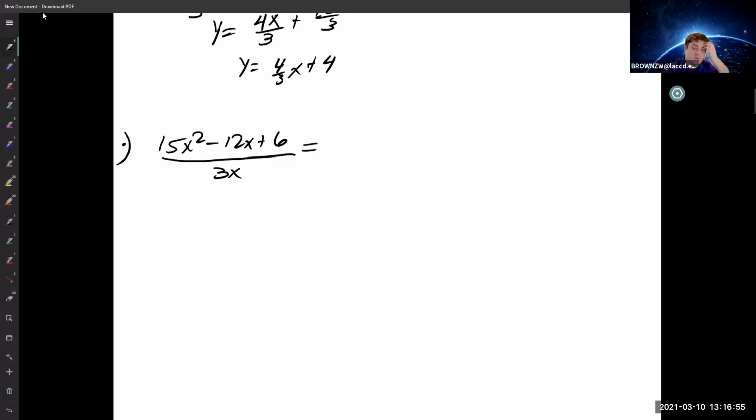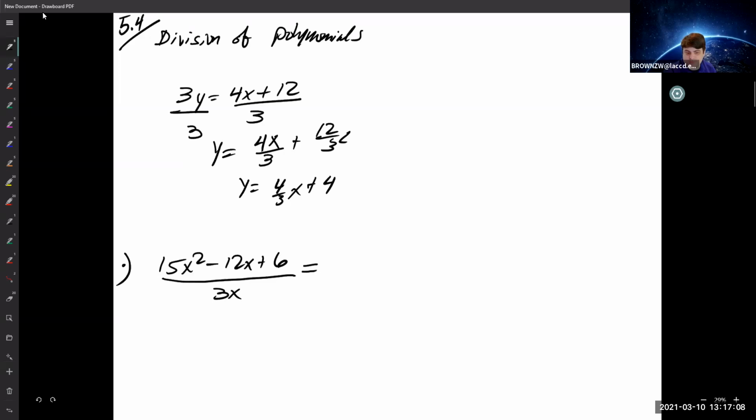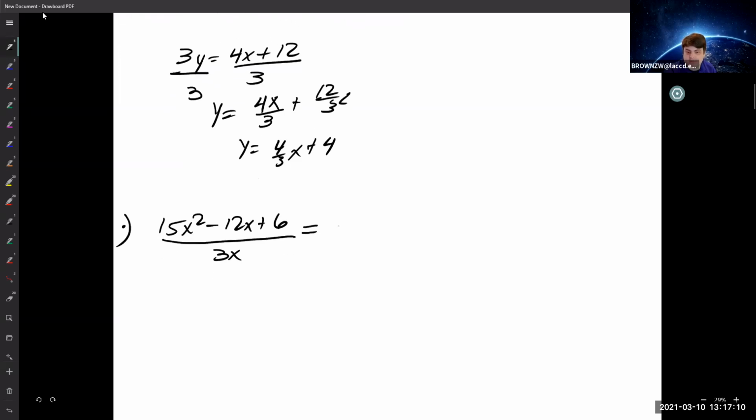Once we have an expression like this, just like we did in the previous term, we're going to separate everything up over the denominator. So we're going to break this up into 3 pieces: 15x squared all over 3x, minus 12x over 3x, and lastly, 6 over 3x.